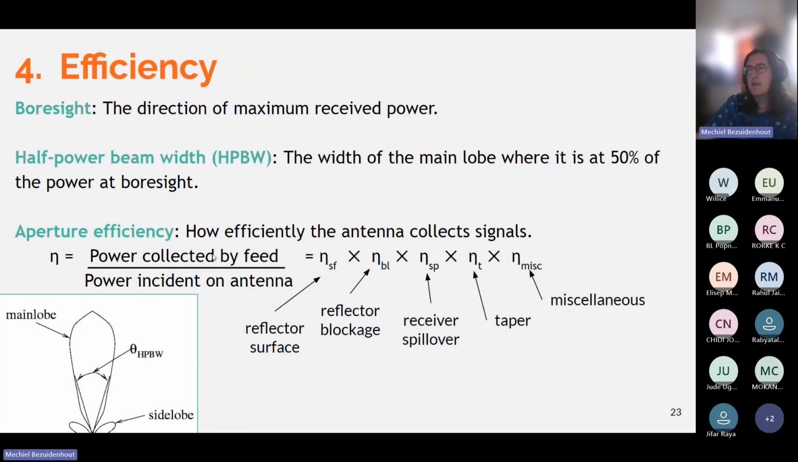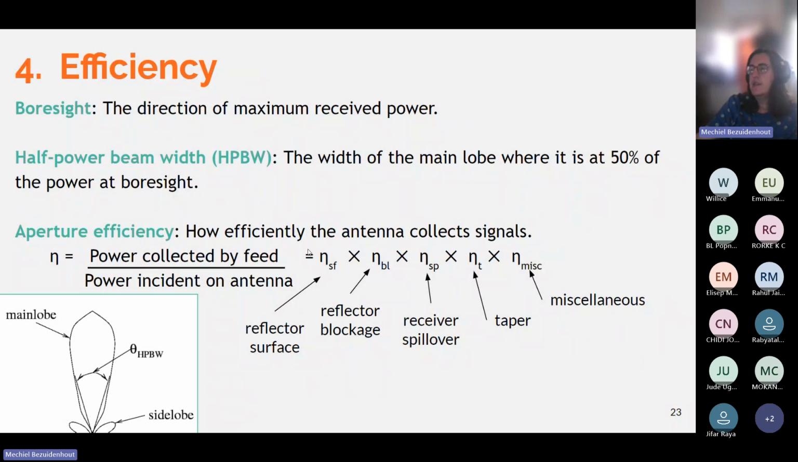Right. Then the aperture efficiency describes how efficiently the antenna can collect signals. It's defined by this factor eta, given by the power collected by the feed divided by the power incident on the antenna. So if you have some source of radio emission, this efficiency tells you what fraction of that radiation it is able to convert to voltage power.